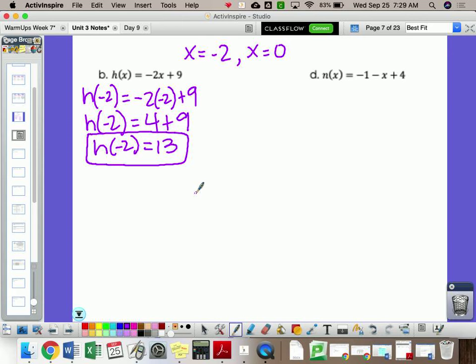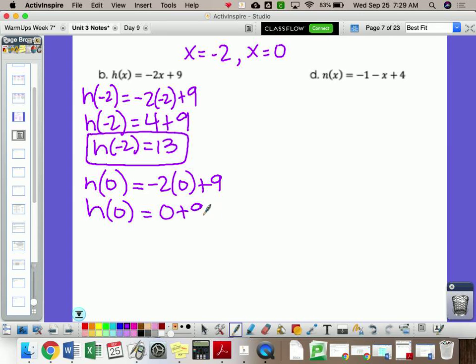Okay, let's do it again now with x is 0. So anytime I see an x, I'm going to put in a 0. Okay, I see first off, I have -2 times 0, which gives me 0. And 0 plus 9 would be +9. So within the function of h, when x was 0, my function equals +9.